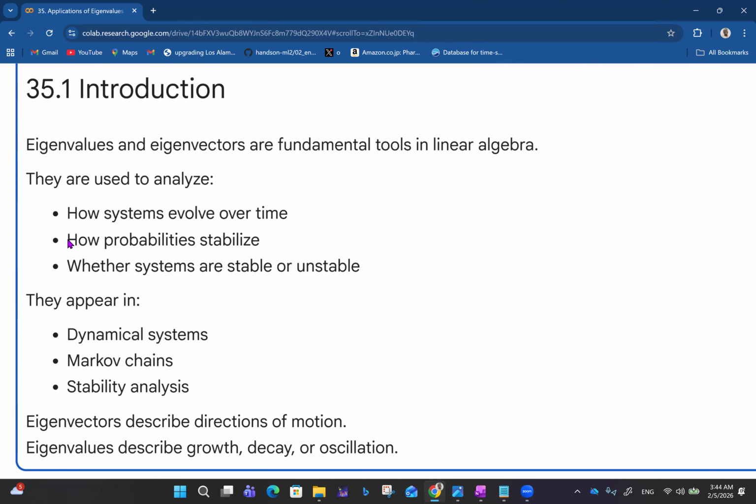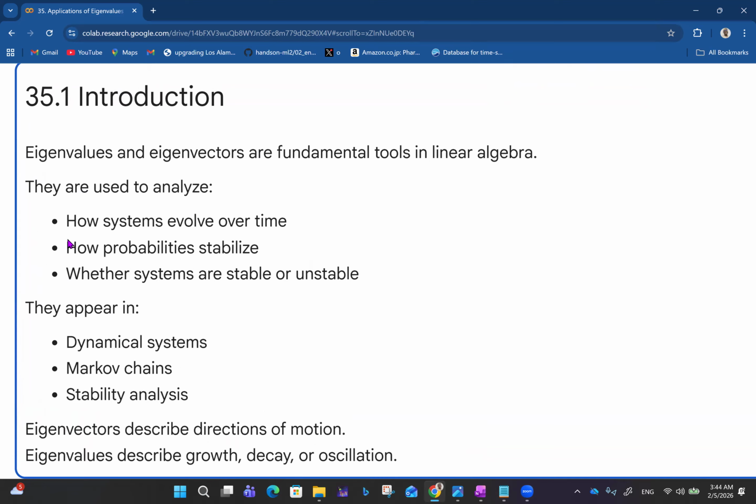Introduction: eigenvalues and eigenvectors are fundamental tools in linear algebra. They are used to analyze how systems evolve over time, how probabilities stabilize, and whether systems are stable or unstable. They appear in dynamical systems, Markov chains, and stability analysis. Eigenvectors describe directions of motion, while eigenvalues describe growth, decay, or oscillation. So in essence, we can see eigenvalues as scalars, while eigenvectors are vectors, technically, right?